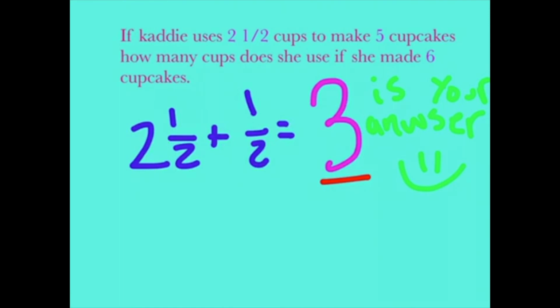Now let's do a harder problem. If Katie uses 2 1/2 of a cup to make 5 cupcakes, how many cups does she use if she made 6 cupcakes? The first step to solve this problem is to do 2 1/2 plus 1/2. Because 6 is only one number more than 5. And 2 is your denominator. So 2 1/2 plus 1/2 is 3 wholes. Your final answer is 3 cups.